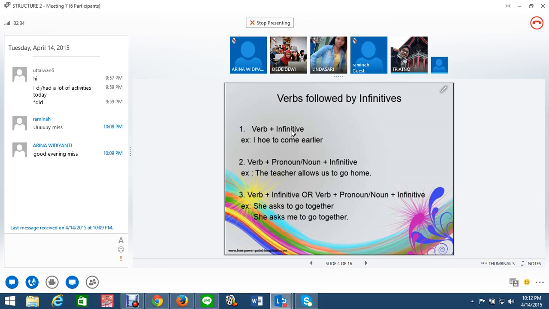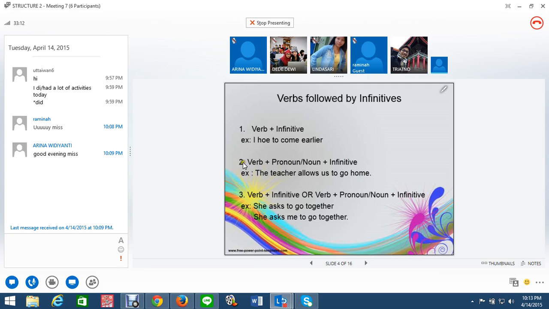The first point. And the second point, verb, pronoun or noun, directly followed by infinitive. Okay, the example you can see here: the teacher allows us to go home. The teacher is the subject. Allows is a verb. Us is a pronoun. To go is infinitive, home is complement, right? Or it can be a noun, right?